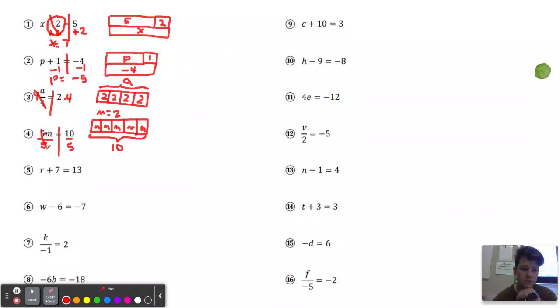5 over 5 simplifies to 1. Our goal is always to get 1 times the variable or the variable plus 0, because multiplying by 1 or adding 0 doesn't change anything. And then 10 divided by 5 gets us our 2.